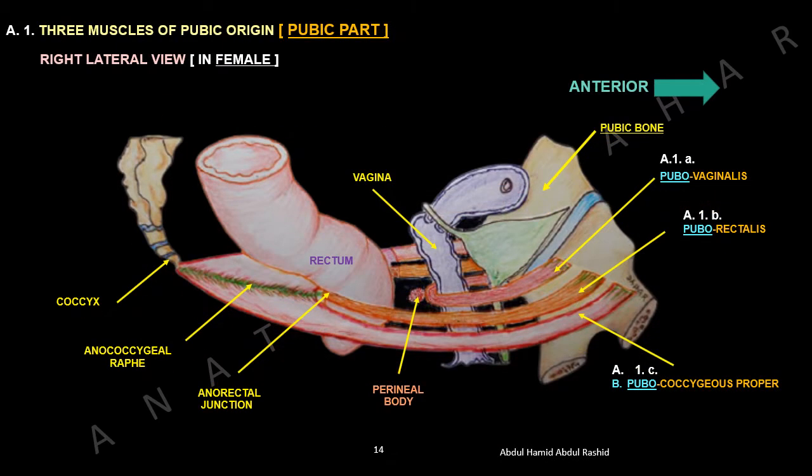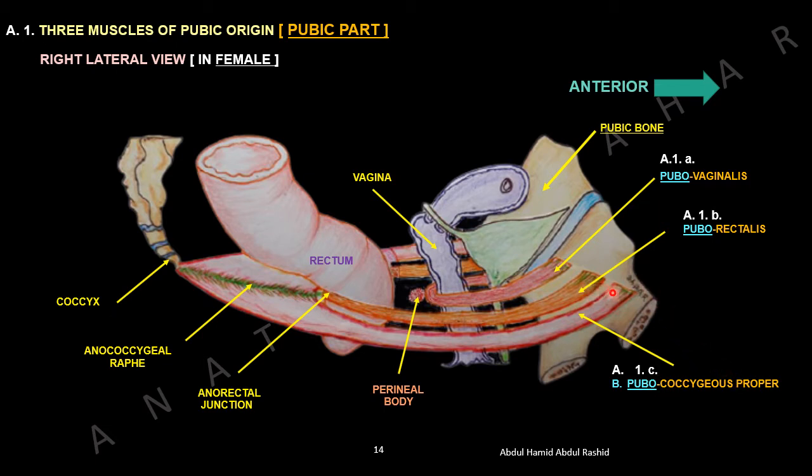These are the three muscles of pubic origin in female. We are looking from the right lateral side. This is the back of the pubic bone. The pubic symphysis is here. This is the uterus. This is the vagina. Of the three muscles, the innermost one is pubovaginalis, the middle one is puborectalis, and the outermost one is pubococcygeus proper.